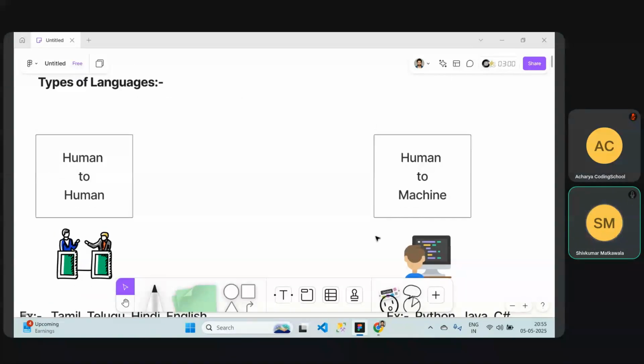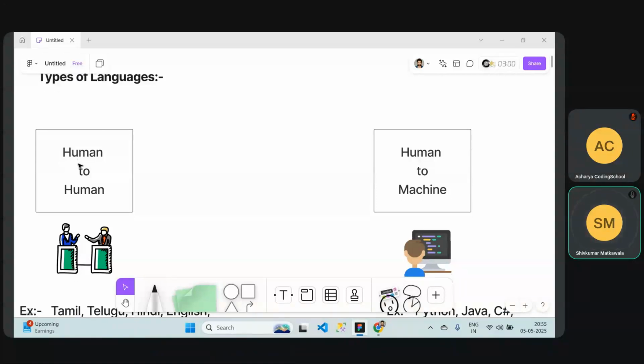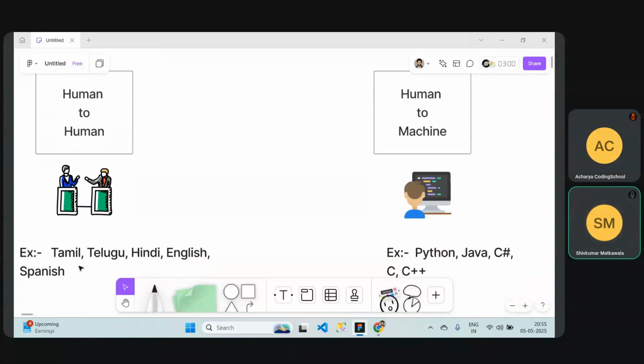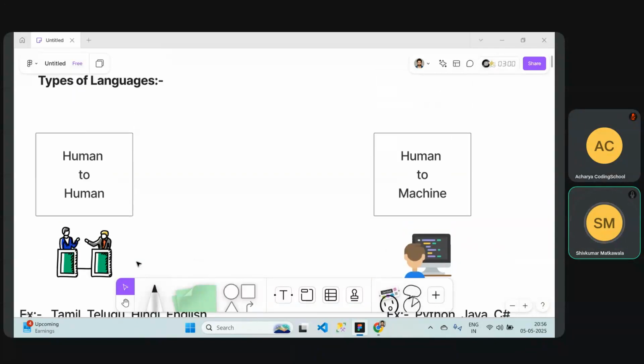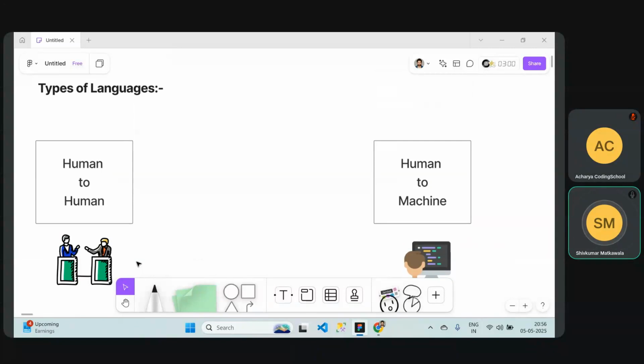The first type of language is used for human to human interaction. So one human wants to communicate with another human, then they can use languages like Tamil, Telugu, Hindi, English, and Spanish. And a number of languages are out there. Human to human interaction.